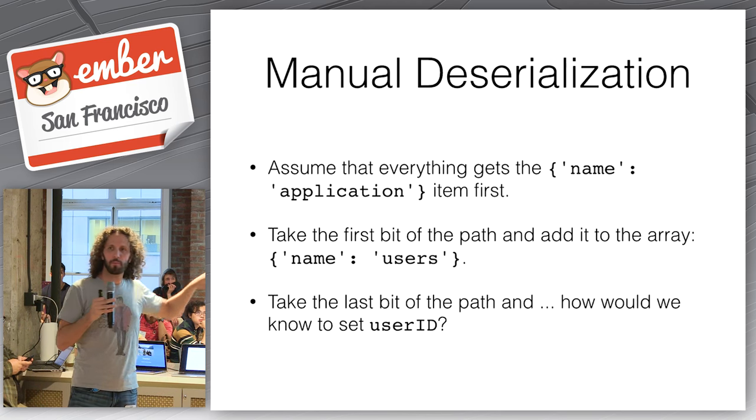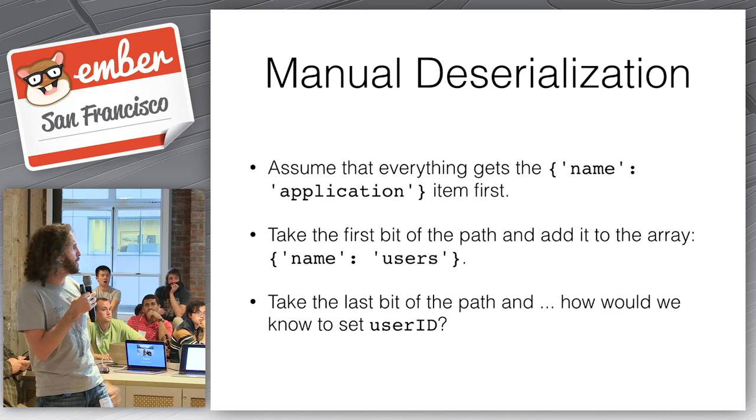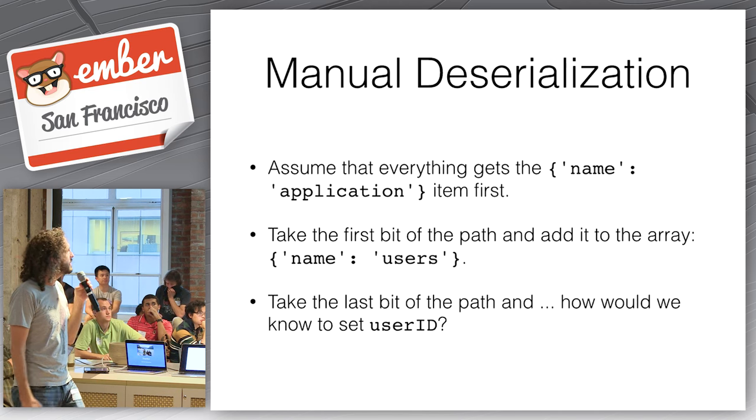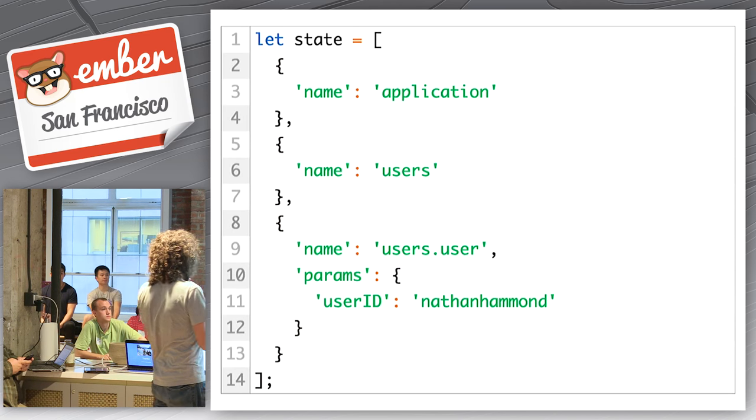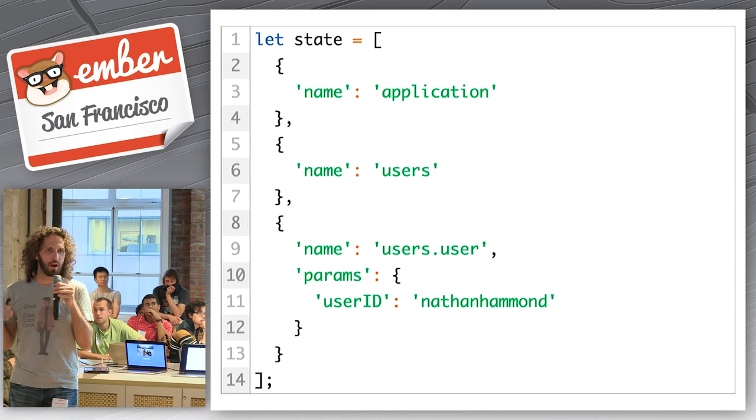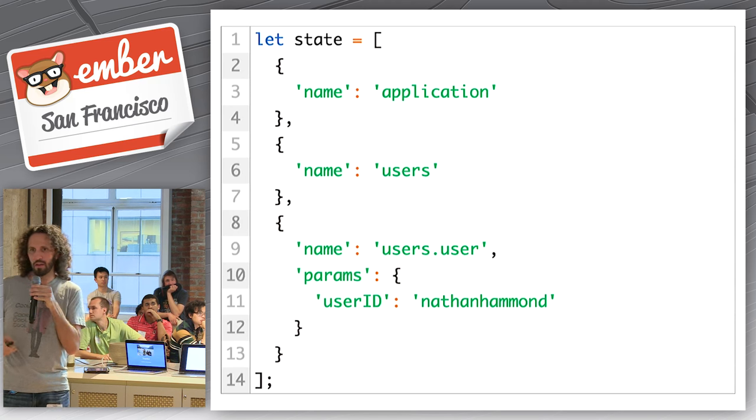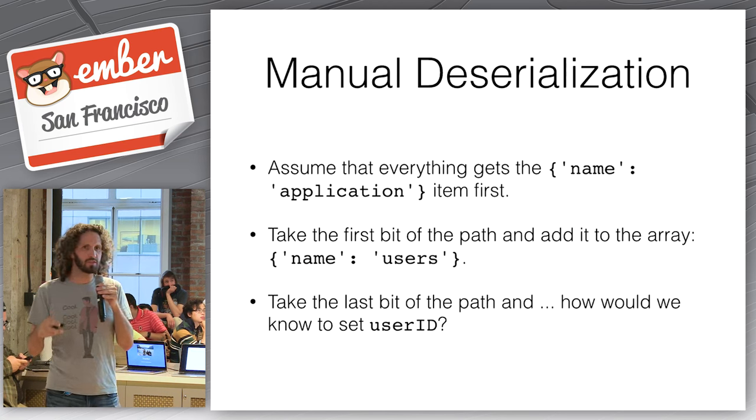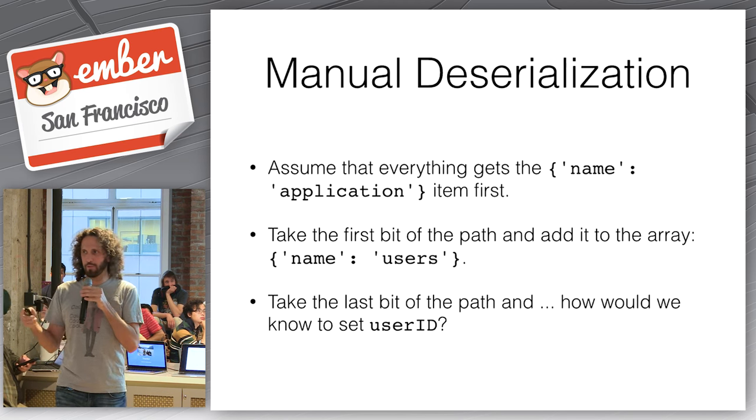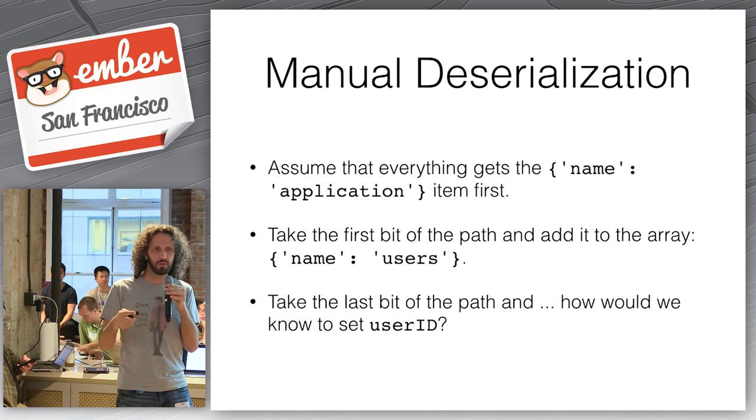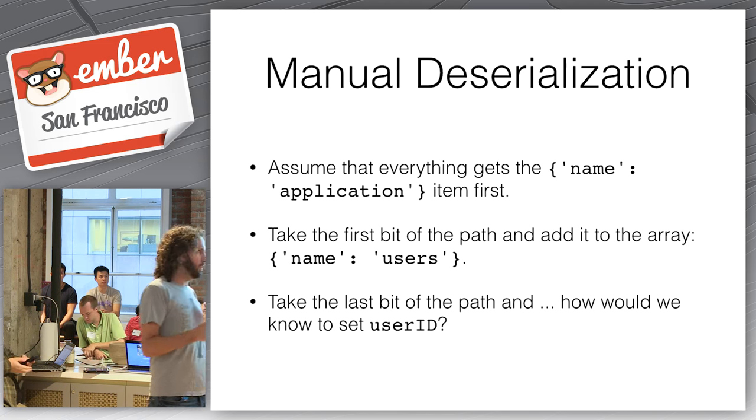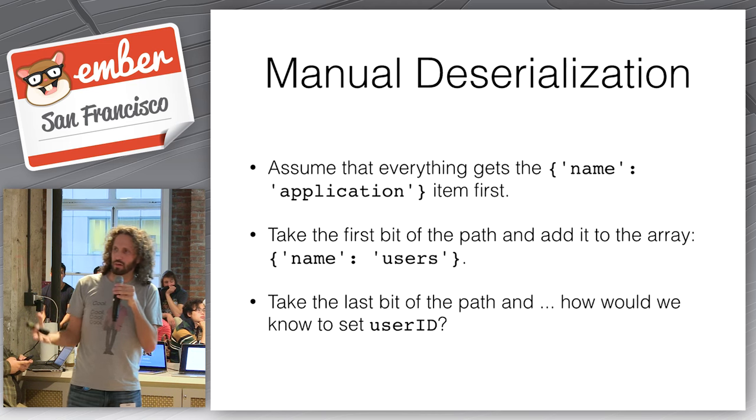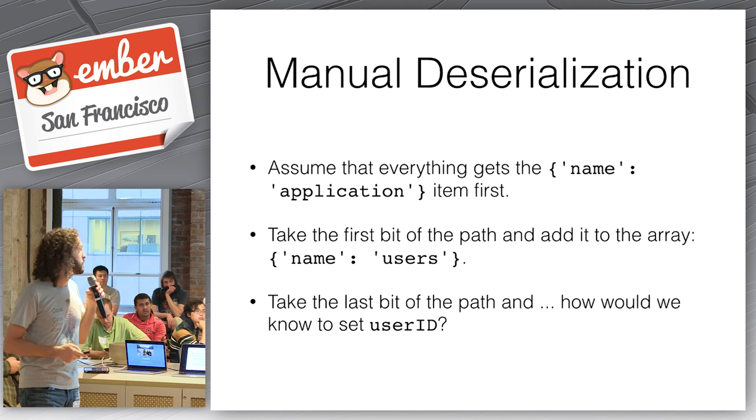Then we'll take the first bit of the path and push that onto the array, and then we'll take the last bit of the path and, look at that. That last bit of the path has an additional piece of information that isn't in the URL. How do you know what to do with it? Turns out, in order to actually do this, we need to find some way to save information outside of the deserialization algorithm. Since we're not storing it in the URL, we need to store it somewhere inside of the app's code.